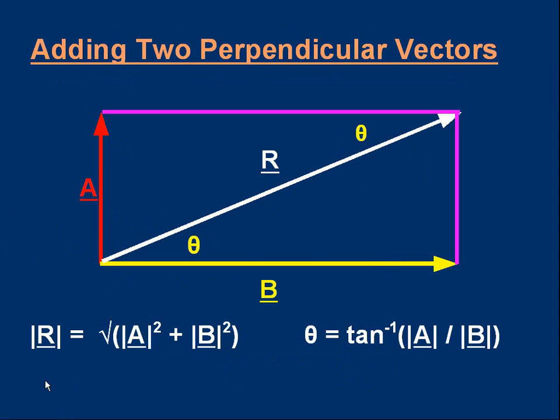I can work out the magnitude of the resultant. It's the square root of the magnitude of A squared plus the magnitude of B squared. And this angle theta, it's tan^-1 of the magnitude of A divided by the magnitude of B. Tan^-1 means the angle whose tangent is whatever this number comes to. Again, I'm hoping you're already familiar with this.